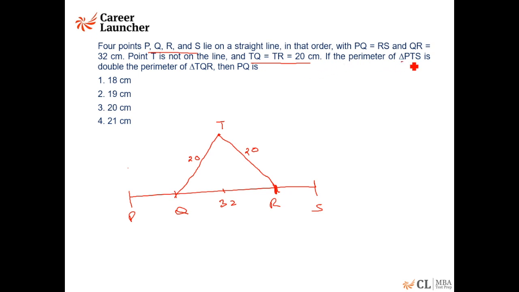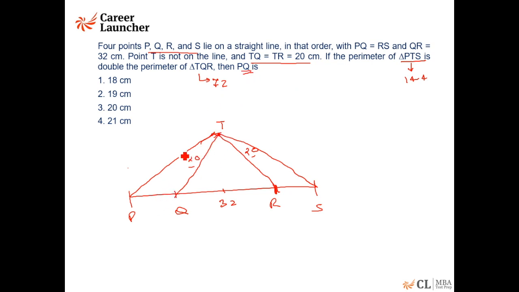Okay. Perimeter of triangle PTS. Let's draw the triangle PTS also. Please assume this triangle is correct. It is double the perimeter of triangle TQR. Perimeter of triangle TQR is 20, 20, 40 and 32, 72. So the perimeter of triangle PTS should be 144. Okay. What is the value of PQ? We need to find PQ.